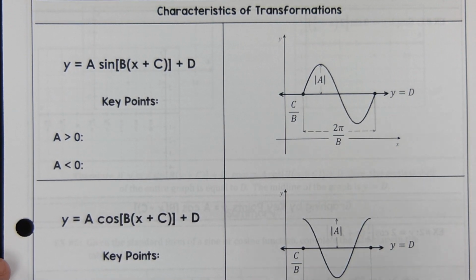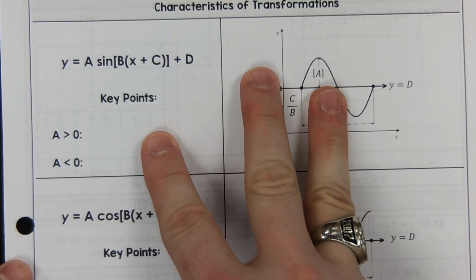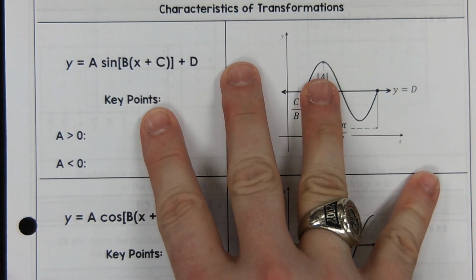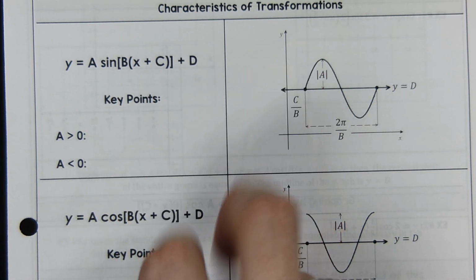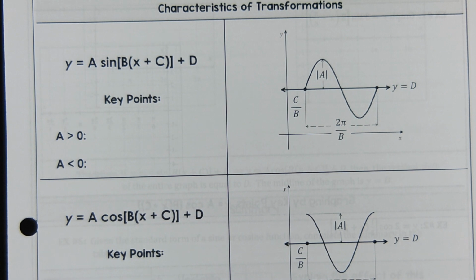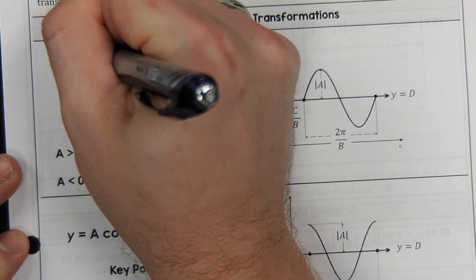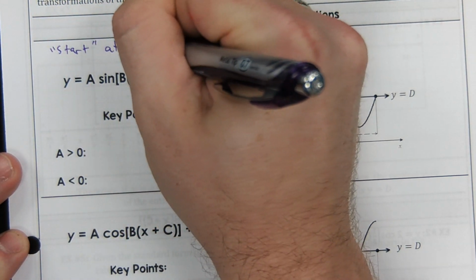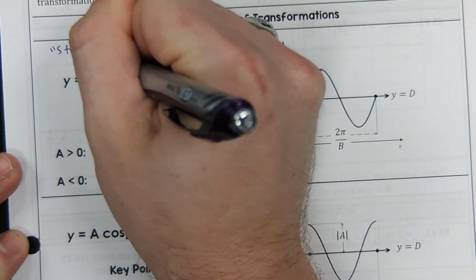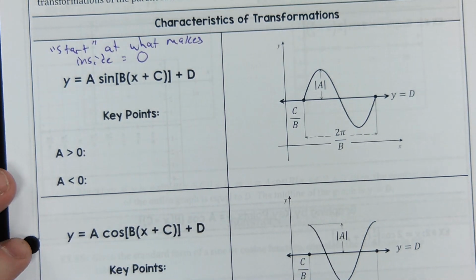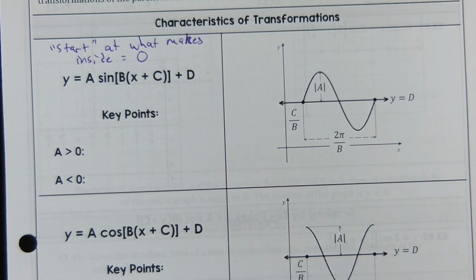Instead, know the shape, amplitude, period length, midline, and lastly, where to start. And that's what the phase shift does for us. You always want to start at what makes the inside equal 0. And we have used that terminology this year already. What makes the inside equal 0, haven't we?